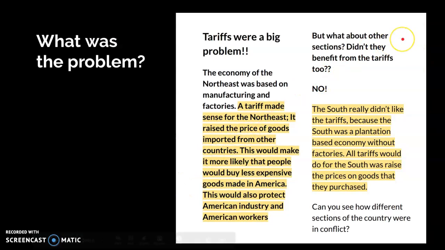All right, but what about other sections of the country? We know that tariffs are going to be very, very beneficial or helpful or good for the Northeast, but other sections didn't have that same opinion, okay? Especially the South. Well, why didn't the South like the tariffs? Well, because the South is a plantation-based economy without factories. They're not going to get the benefit of the tariffs because they don't have those factories there that are manufacturing goods that compete against goods that are brought in from other countries. So all tariffs would do for the South was raise the prices on goods that they purchased. So can you see here how different sections of the country were in conflict with one another over the issue of tariffs? The South did not like it at all.